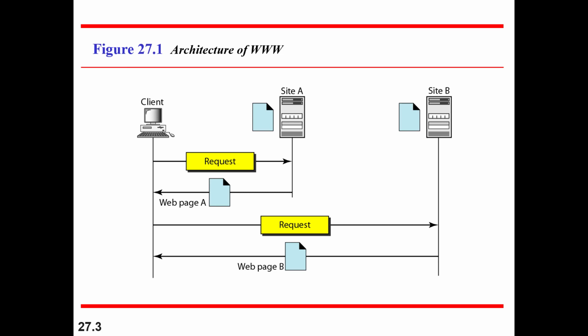When the user views the document, he finds some references to other documents, including a web page at site B. The reference has the URL for the new site. The user is also interested in seeing this document. The client sends another request to the new site and the new page is retrieved.